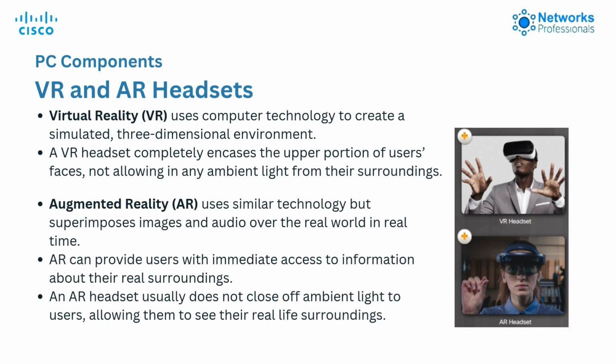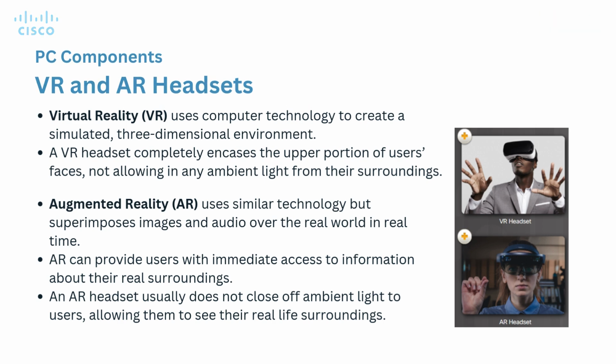VR and AR headsets. Virtual reality, VR, uses computer technology to create a simulated, three-dimensional environment. A VR headset completely encases the upper portion of users' faces, not allowing in any ambient light from their surroundings. Augmented reality, AR, uses similar technology but superimposes images and audio over the real world in real time. AR can provide users with immediate access to information about their real surroundings. An AR headset usually does not close off ambient light to users, allowing them to see their real-life surroundings.